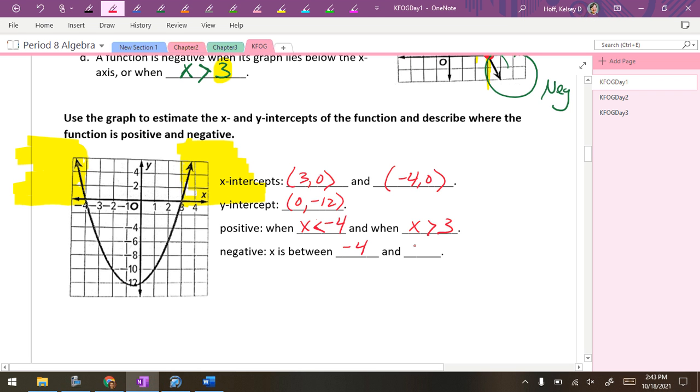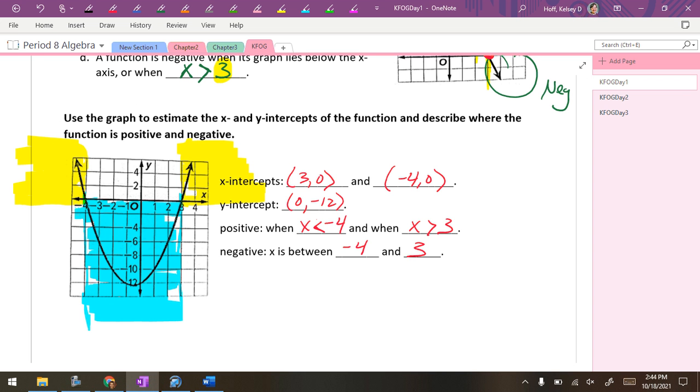Negative when x is between negative 4 and 3. From negative 4 to 3, where is your graph? Below the x-axis. Guys, positive and negative, you're always referencing x values. It's like Battleship, it is the location. I'm telling you, go to x equals 3 and it's going to swap from either positive to negative or negative to positive. Okay?